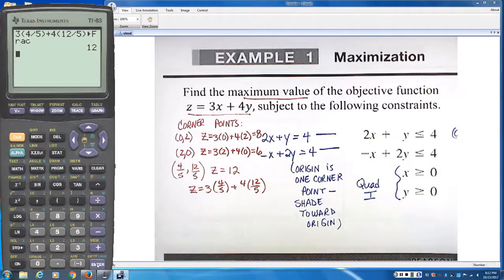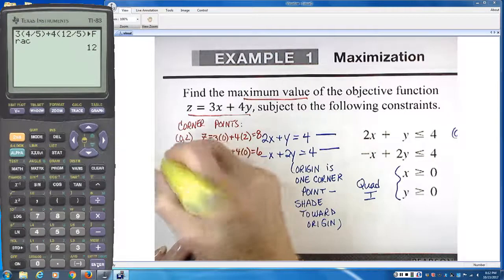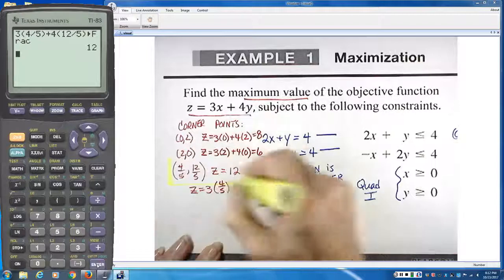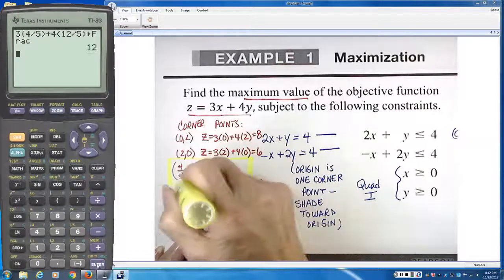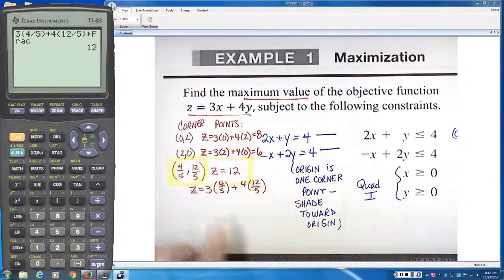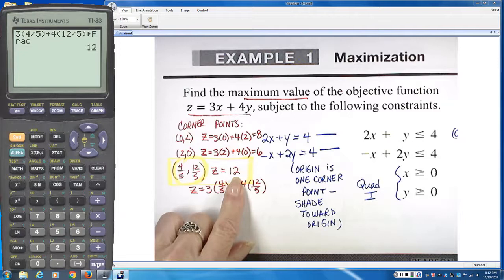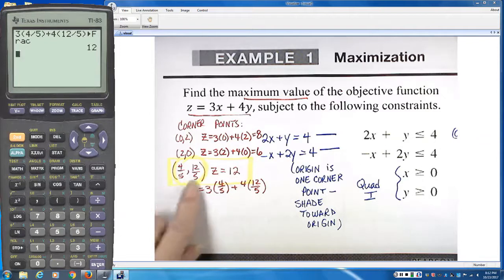So the corner point that maximizes our value of Z, our objective function, is this one, and our maximum value of Z is 12. Don't always assume it's going to be the intersection of the lines. That's not true. It's always a corner point, but it's not always the intersection corner point.